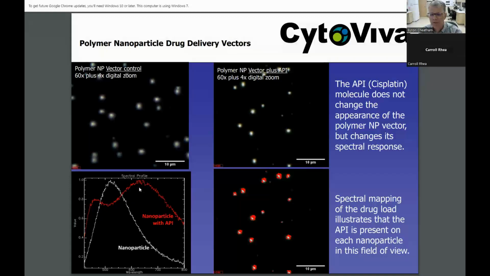We see here that the cisplatin, even though it doesn't really change the way that the nanoparticle looks with your eye, is dramatically changing the way that the polymer nanoparticle is absorbing and reflecting light. And you can see here where we're measuring that change. Where there's a reflection peak, now there's an absorption dip. Dramatically different changes in the spectrum as a result of the presence of the small molecule drug.